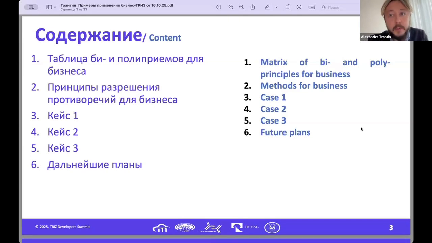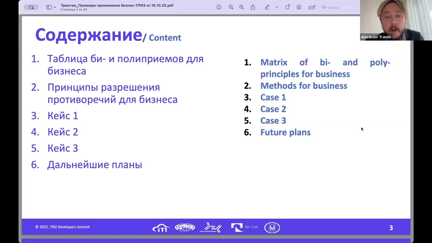I will first speak about the matrix itself, what characteristics it has, what are its elements. I will speak about the methods for business within the current conference. You have heard about these principles or methods. Tatiana Kalaiji, one of our yesterday speakers, was speaking about these methods and principles to address business contradictions. And I will present three cases. We worked with different teams and organizational structures.